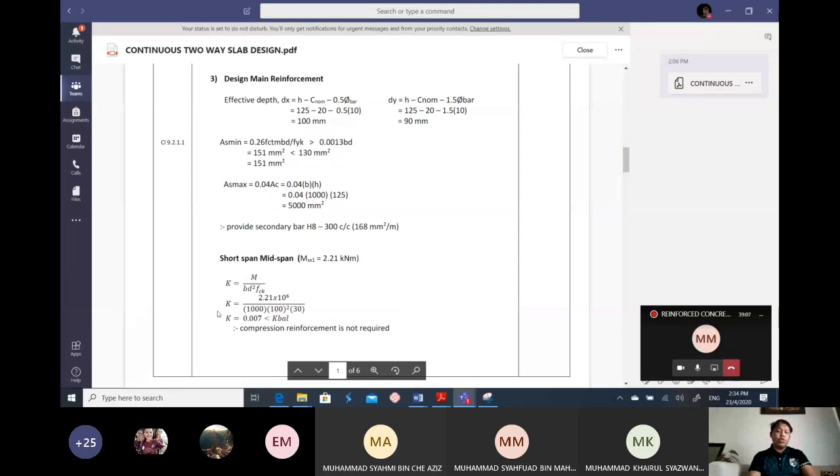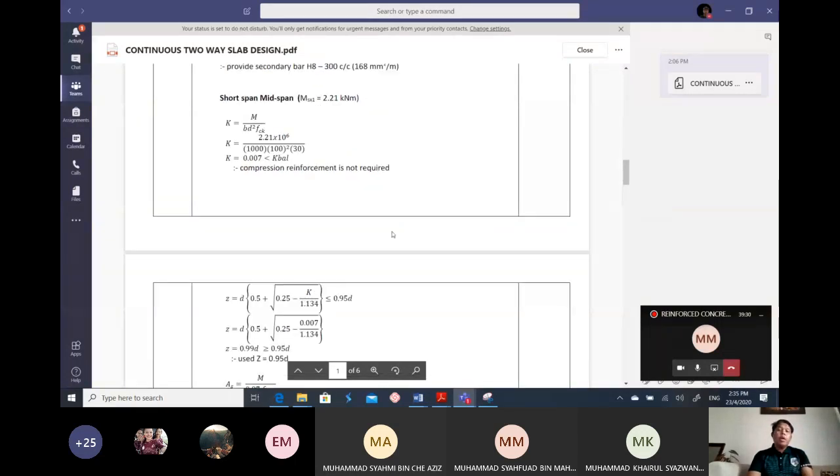And then as usual, we have to calculate AS minimum and also AS maximum. Don't forget, our b is 1000 millimeter. Then you calculate your AS maximum, then you provide the secondary bar as before, which I allow you to provide H8 minimum diameter for the secondary bar. For the main bar, at least 10 millimeter.